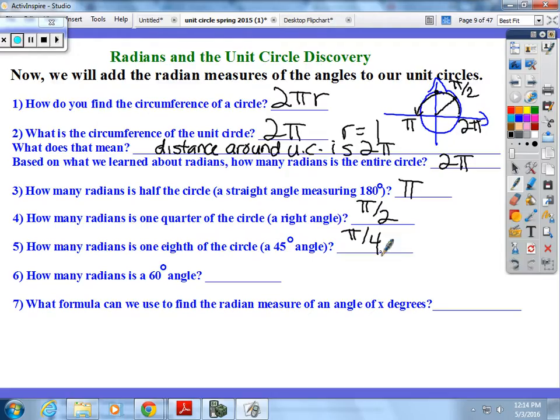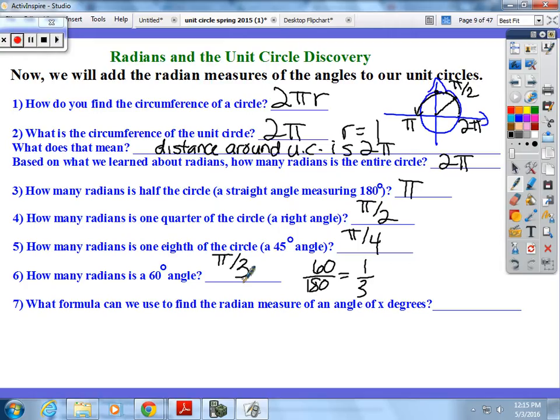And then what about a 60-degree angle? Okay, 60 degrees, how does 60 degrees relate to 180 degrees? What part of it? So in other words, 60 out of 180 is the same as what? If you reduce that, it's 1/3. So this would just be pi over 3 radians.